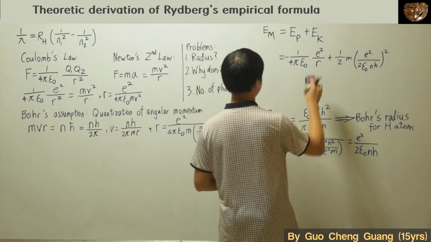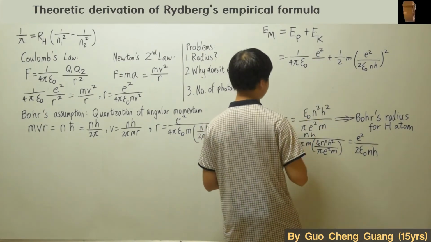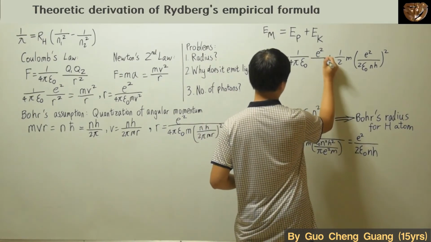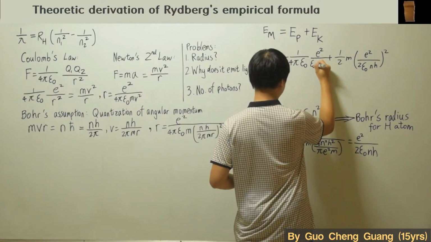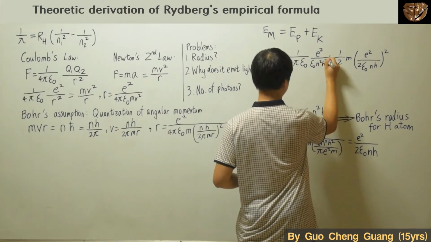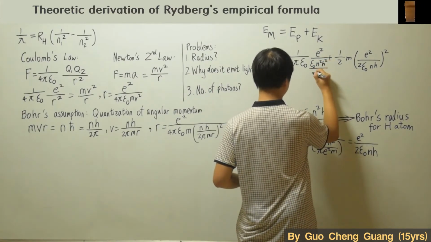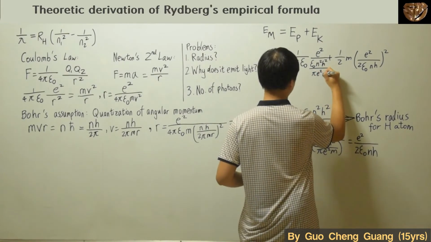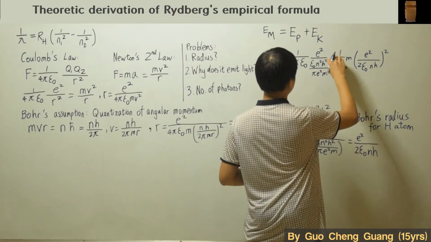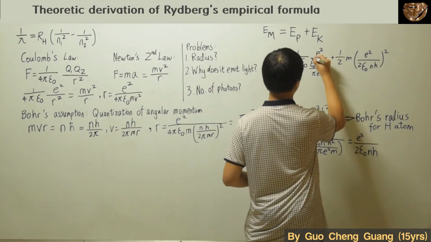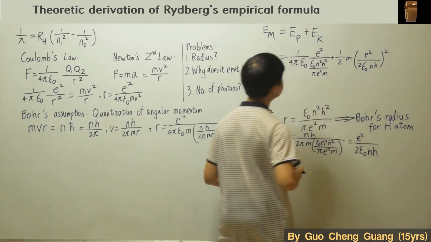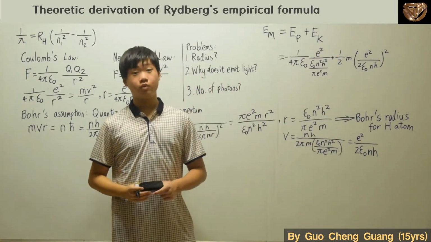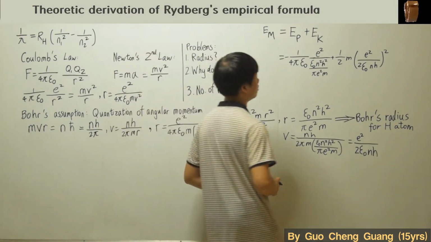Well, of course, at the same time, you could also change your r into your different form that you would have, which is epsilon naught h squared over pi e squared m. Alright, so I guess this is what you're going to see now. So you would try to simplify both sides a little bit.